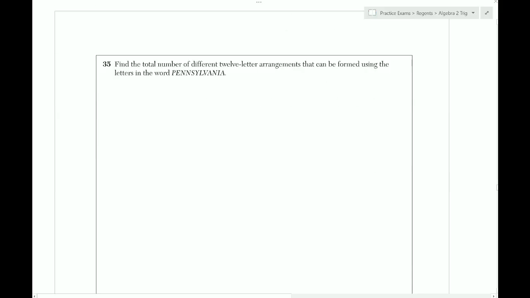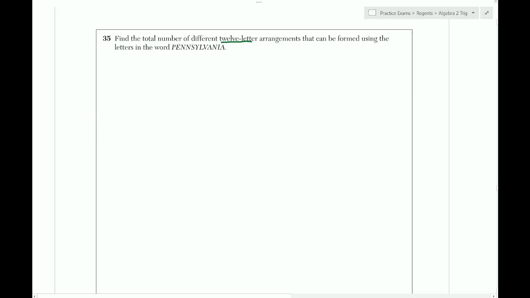Find the total number of different 12-letter arrangements that can be formed using the word Pennsylvania. Okay, so Pennsylvania, 4, 5, 6, 7, 8, 9, 10, 11, 12. Yes, it is a 12-letter word. So right away we have 12 factorial for the number of different ways of arranging those. But we have to divide out all the redundancies, which is anytime we have a repeated letter.